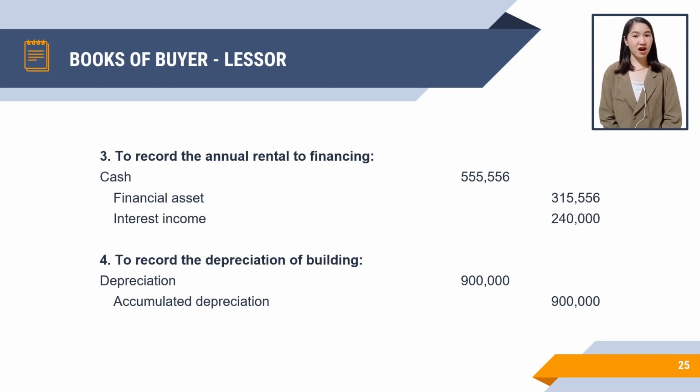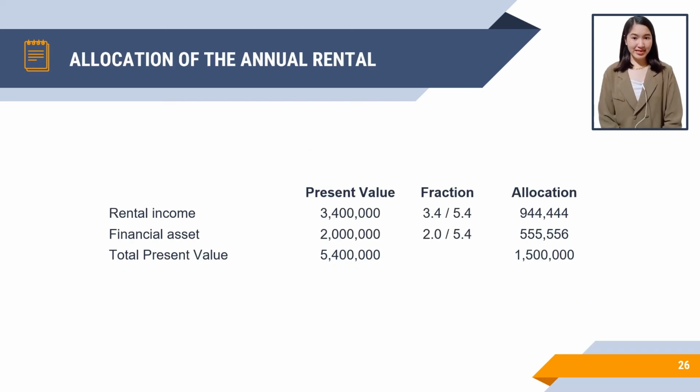Then finally, our last transaction would be the depreciation of the building for its first year. So debit, depreciation, 900,000. Nakuha natin to by dividing 18 million or the fair value of the building into 20 years since yun yung remaining useful life ng asset. Then of course, credit, accumulated depreciation for 900,000 as well. So this is the allocation of the annual rental. Ito na yung breakdown ng annual rental natin.